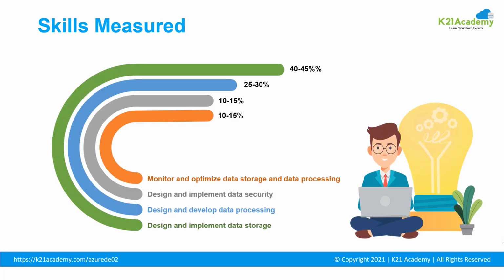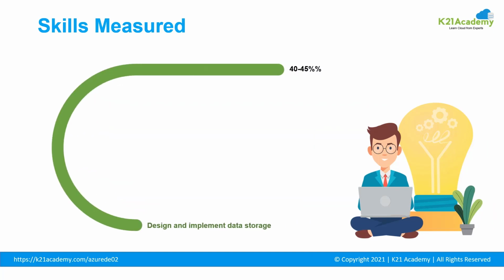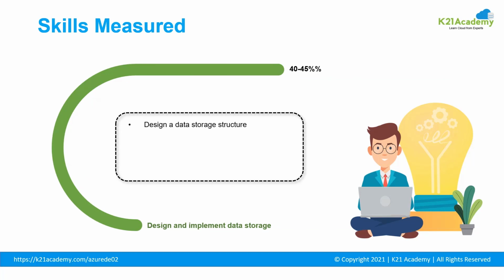Now let's take a look at the syllabus for the DP-203 exam. Majorly, we have four different sections. First one is design and implement data storage, which covers 40 to 45% of the exam. And then we have design and develop data processing, which covers 25 to 30% of the exam. And then we have design and implement data security, which covers 10 to 15% of the exam. And then finally, we have monitor and optimize data storage and data processing, which covers the remaining 10 to 15% of the exam.